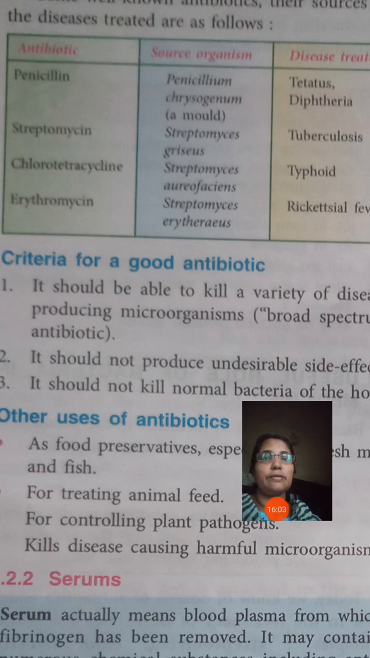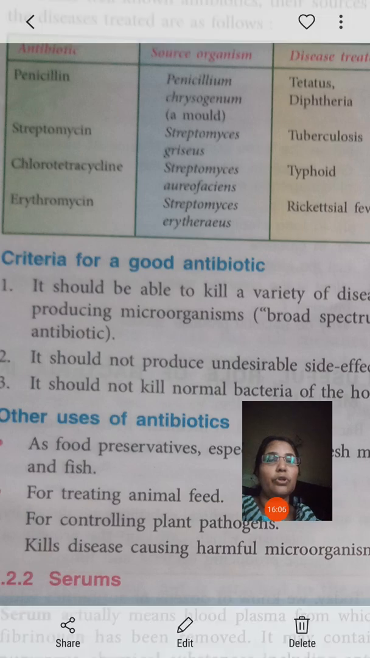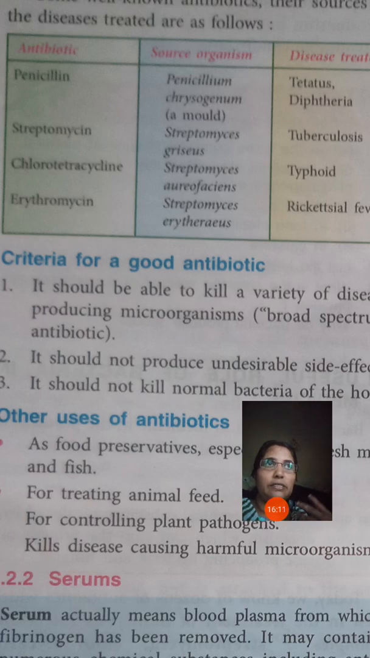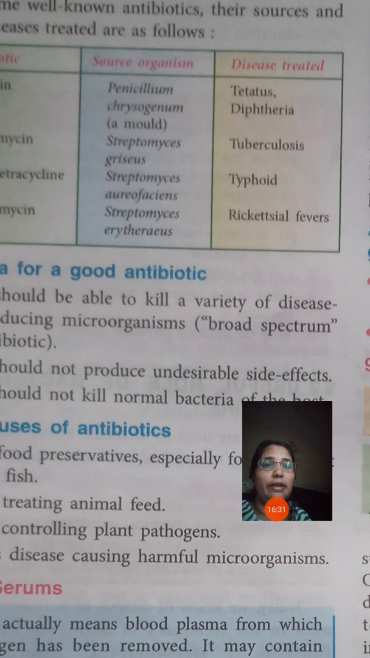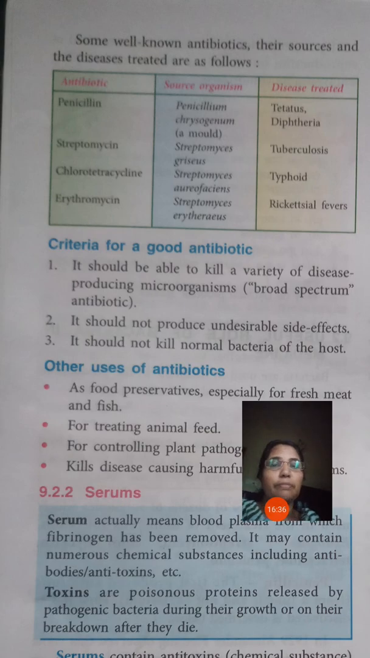Then chlorotetracycline, Streptomyces aureofaciens, that is for typhoid. Typhoid means a disease with high fever and at the same time diarrhea, together making the disease typhoid. Those are the typhoid symptoms. Then erythromycin, that's Streptomyces erythraeus, that is for rickettsial fever. Rickettsial is a kind of bacterial fever. So many severe diseases can be treated by these antibiotics.